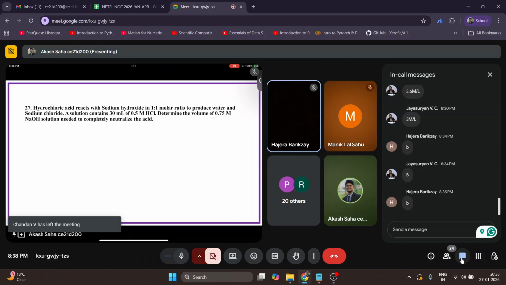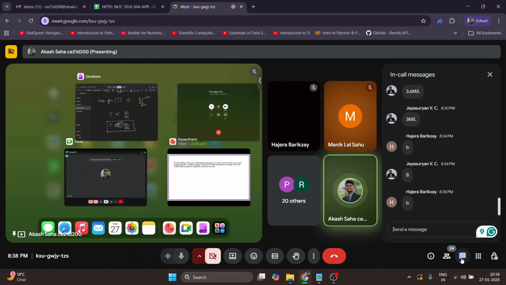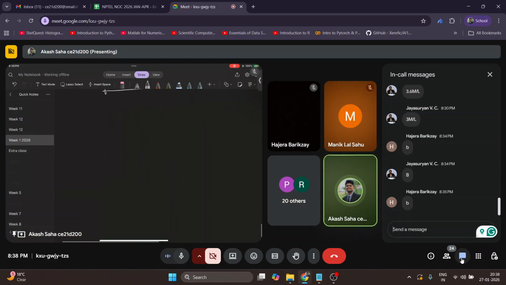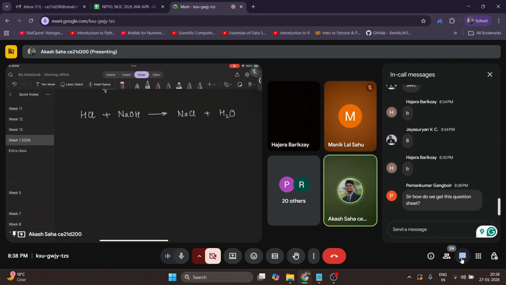Yes. Okay, so this is a very simple equation. Hydrochloric acid, HCl, will react with NaOH, right? And it will give sodium chloride, that is NaCl, plus H2O. This is the basic equation.